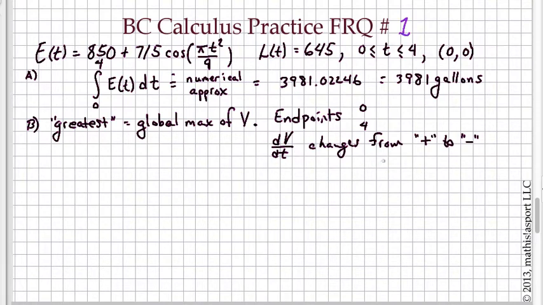Now, what is dV/dt? Well, there it's important to understand that dV/dt is E of t minus L of t, the rate that water is flowing in minus the rate that it's leaving. So what we're really asking is, when is E of t minus L of t changing from positive to negative? Let's first go with the endpoints. At 0, we know how much sewage is in the treatment plant tank, and that is 0. When it's at 4, meaning time equals 4 hours, we know there are 3981 gallons. So those are two possible candidates for the global maximum.